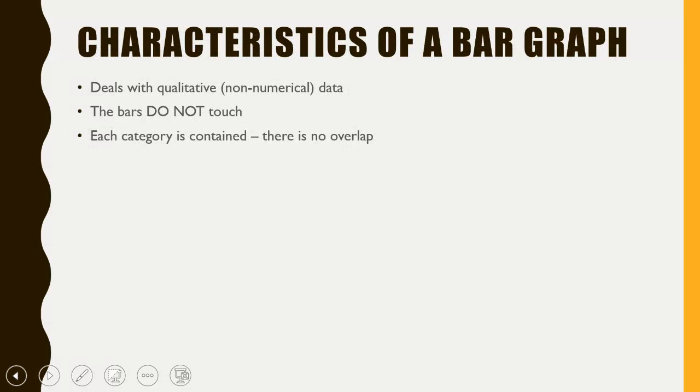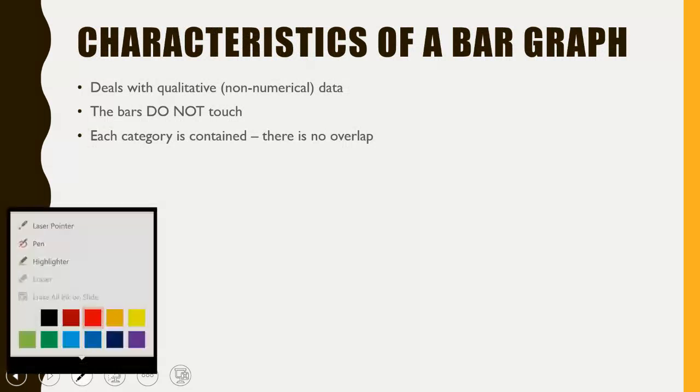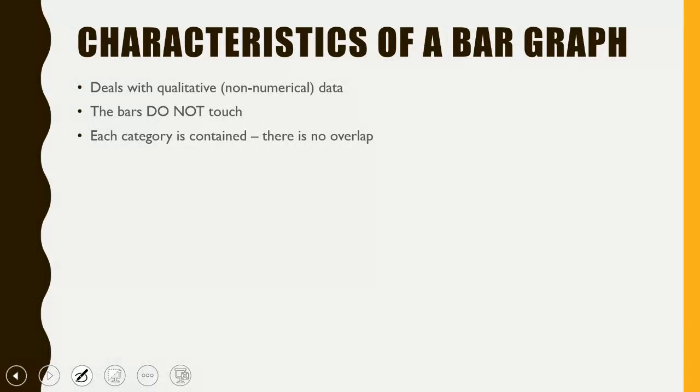Now, when we talk about a bar graph, what are some of the characteristics that we are looking at? First of all, a bar graph deals with what is called qualitative. That means non-numerical data. So we're not looking at numbers, we're looking at categories of things, like different types of fruit we looked at, or different types of vehicles that your teachers drive, or how many books everybody has on their shelf in their bedroom, okay?